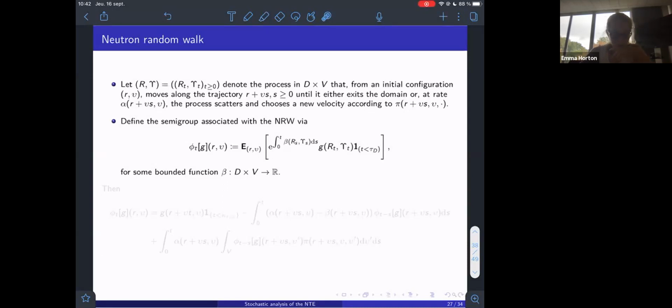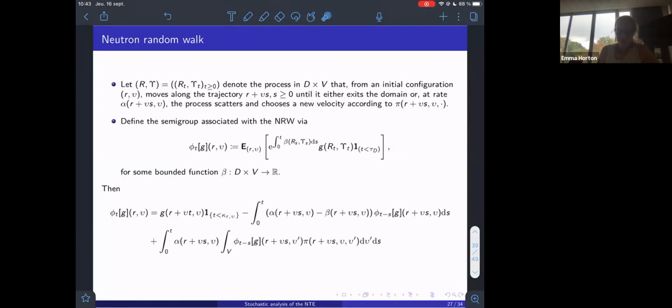And I want to describe a semigroup associated to the neutron random walk by phi t of g. And this is the average of the neutron random walk under the action of some function g. But I also add an extra weight, an exponential weighting factor here that's given by some bounded function beta. And again, I'll define that later. Okay, so now I'm interested in this semigroup and the average behavior of this particle, but weighted by the exponential factor.